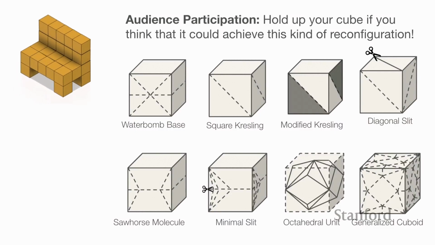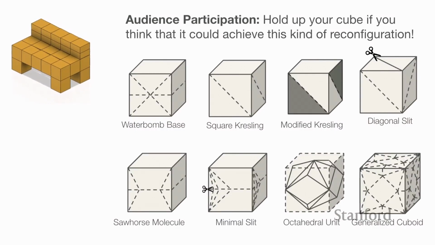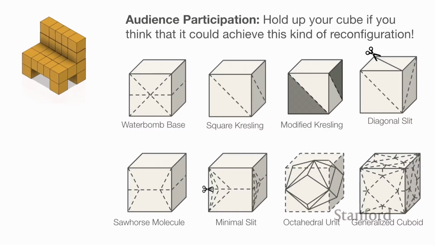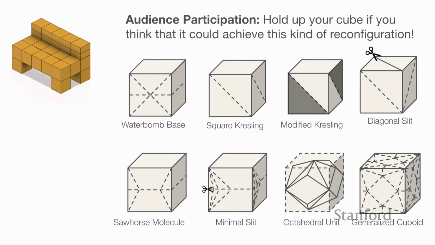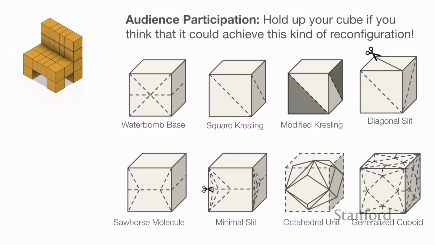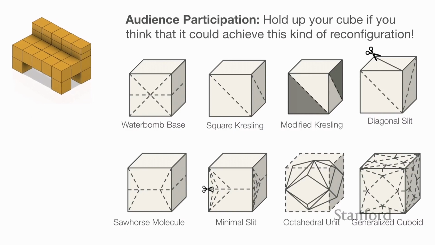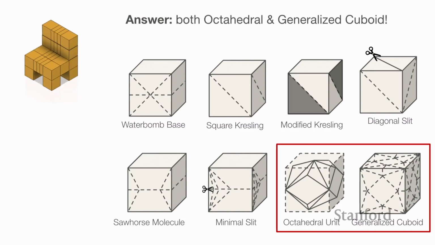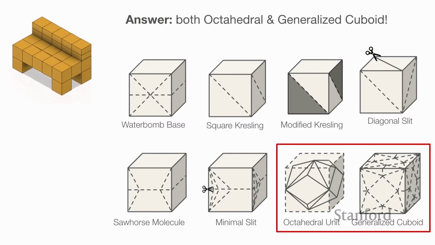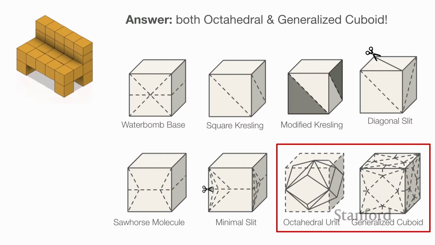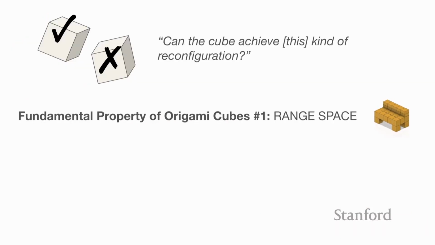So here's an audience participation. I know you guys are all holding cubes right now. Anybody want to hold up your cube if you think that your cube could be used to achieve this reconfiguration? Anybody? We've got one back here. I think that is the right answer. My eyesight is not quite good enough, but it is the octahedral unit and the generalized cuboid. And that's because those are able to undergo the kind of reconfiguration in order to achieve this. If you were to use that block to represent one of those yellow cubes, you would be able to make that. And this kind of speaks to one of the fundamental properties.